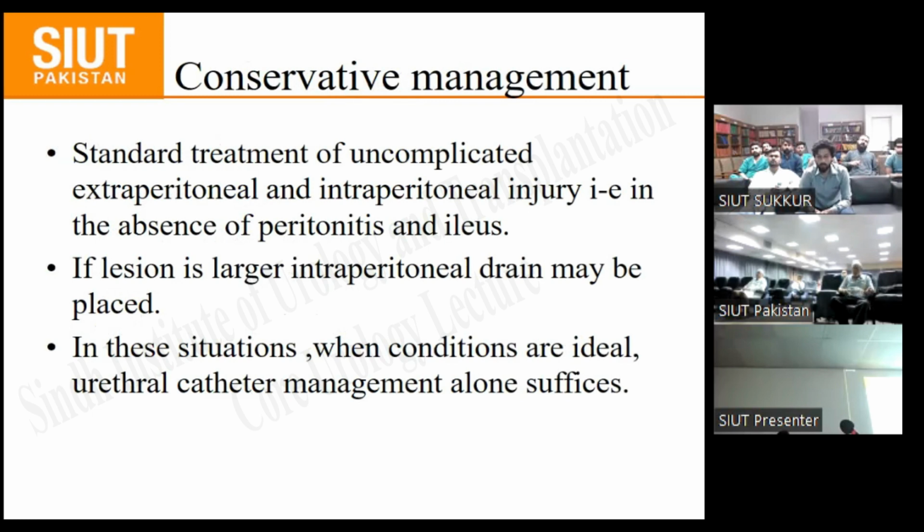If the intraperitoneal injury is small, that is less than 2 centimeters, and as we were discussing in the classification that comes in grade 2, it can be observed and managed in selected patients. If the lesion is larger, then an intraperitoneal drain must be placed. In these situations, when conditions are ideal, urethral catheter management alone is enough and it heals the bladder.